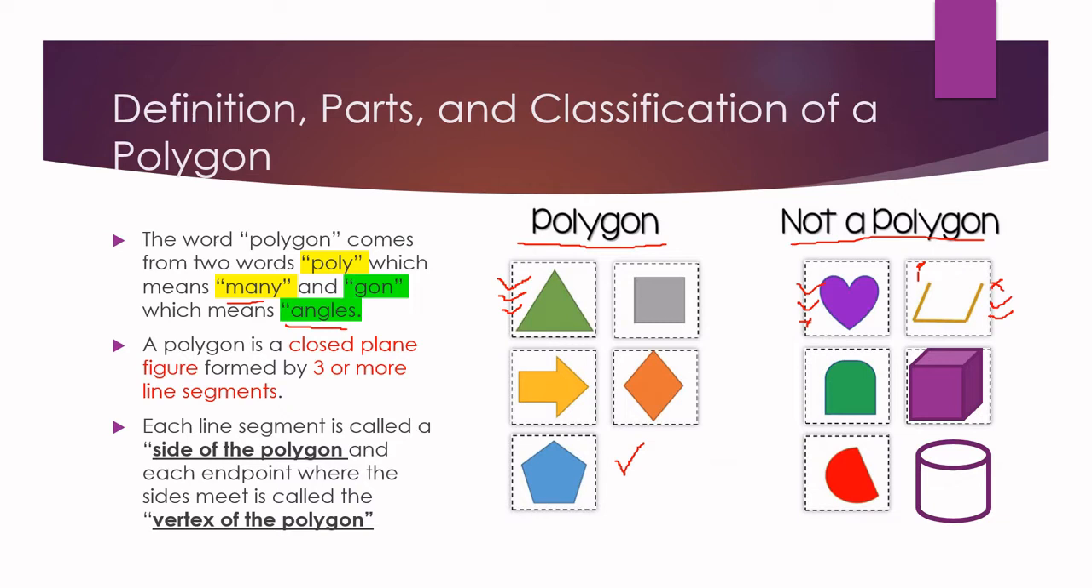Is it a closed figure? Yes. Is it a plane figure? No, because it is a three-dimensional figure or shape. Is it formed by three or more line segments? Yes. Okay. Again, a polygon must be a closed plane figure formed by three or more line segments.